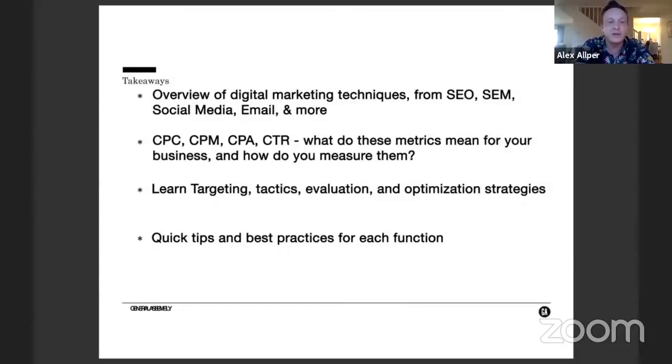We're going to talk about social media. We'll talk about email. And we'll talk about a lot of other stuff too. Also, CPC, CPM, CPA, CTR. What do these metrics mean for your business? And how do you measure them? That part, I'm not going to lie, is not overly exciting. But then we'll get into more exciting stuff. We'll talk about targeting, tactics, evaluation, and optimization strategies. This is going to be quick tips and best practices for each function.